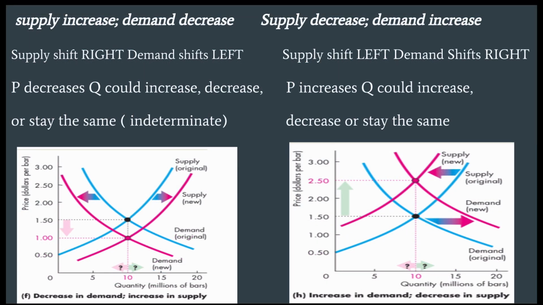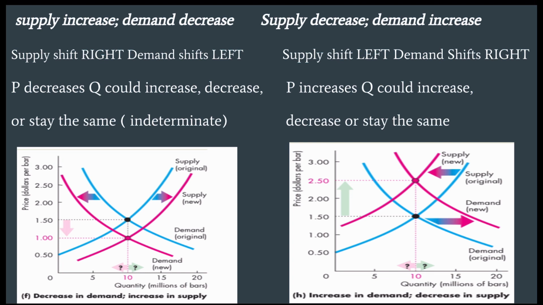Supply increase, demand decrease. This is the third scenario. In this case, supply shifts right, demand shifts left. In both the cases, the price decreases. If supply increases, then price decreases. If demand decreases, then also price decreases. But in case of quantity, it could either increase, decrease, or stay the same. It is indeterminate.